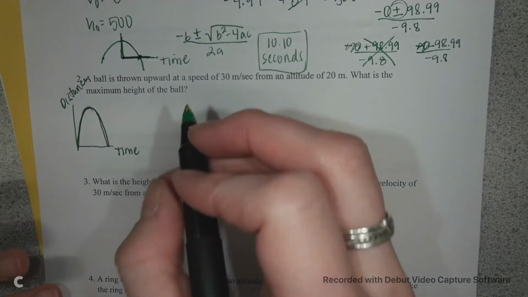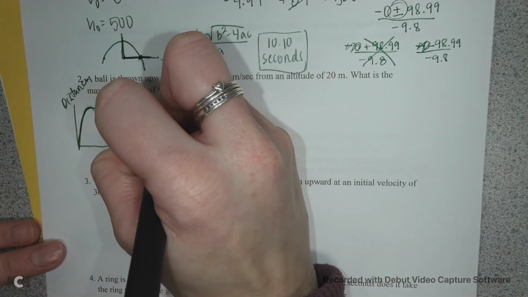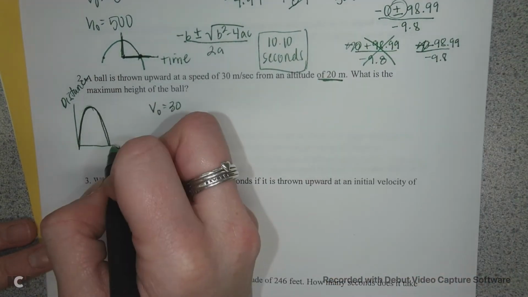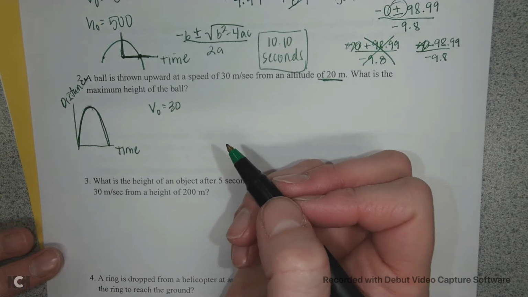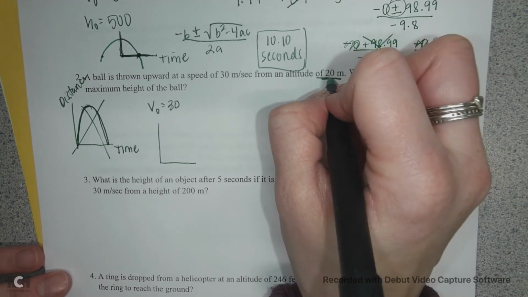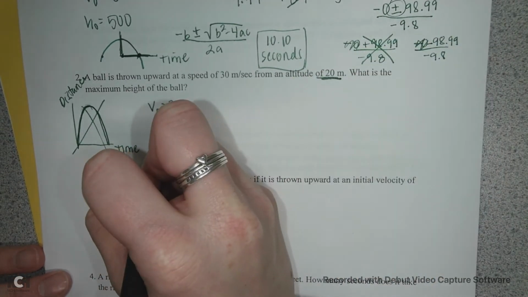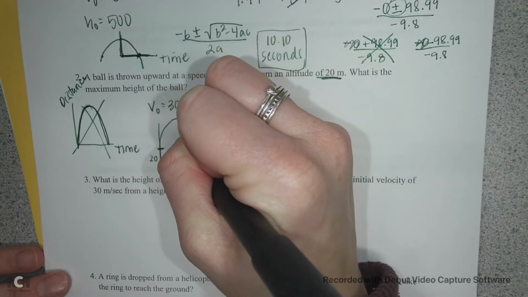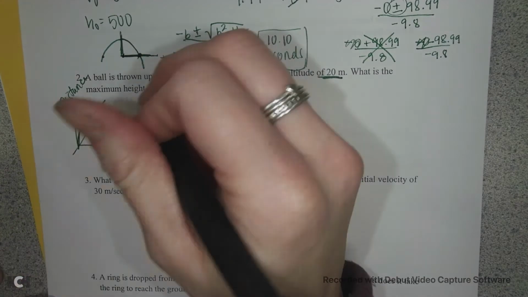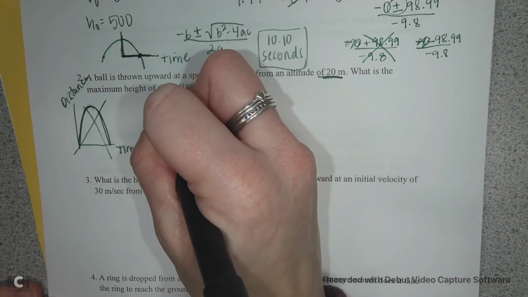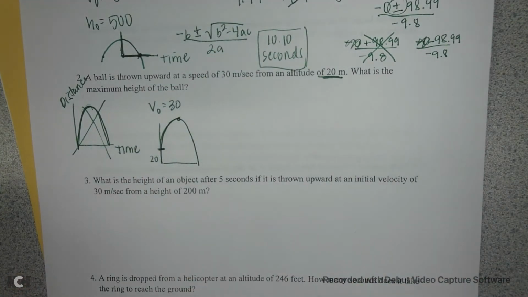Now, here's the thing. I know that my velocity is 30, but it says that it's not thrown from the ground. So this is not correct. Really, my picture looks like this. It says at an altitude of 20 meters. So 20 meters tall, we throw the ball, and then we have a parabola. So we want to know the height of the ball. Okay, so we can kind of use the Hulk problem. Actually, we can. Since it's meters, we're going to use the meters formula.